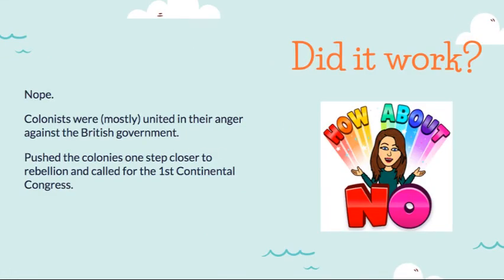So, did the Intolerable or Coercive Acts work? No. The colonists were mostly united in their anger against the British government. I say mostly because there were still people who were considered loyal to the British government even after this, and they saw that the British government had the power to do that. So when I say the colonists were angry, I mean some, not all, or most. Okay. So they were mostly united in their anger against the British government, and this pushed the colonies one step closer to rebellion. And the colonies called for the first Continental Congress.